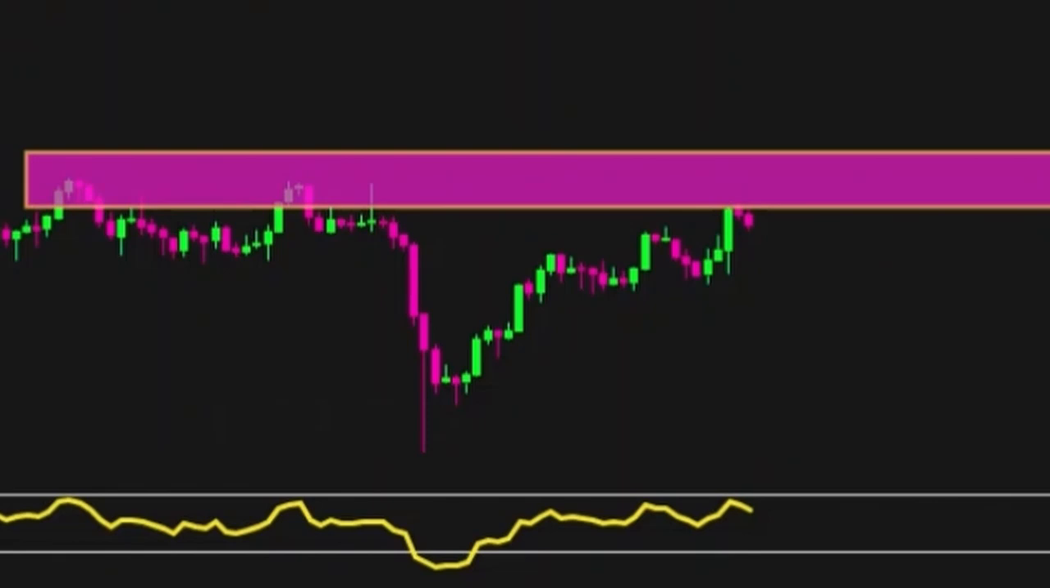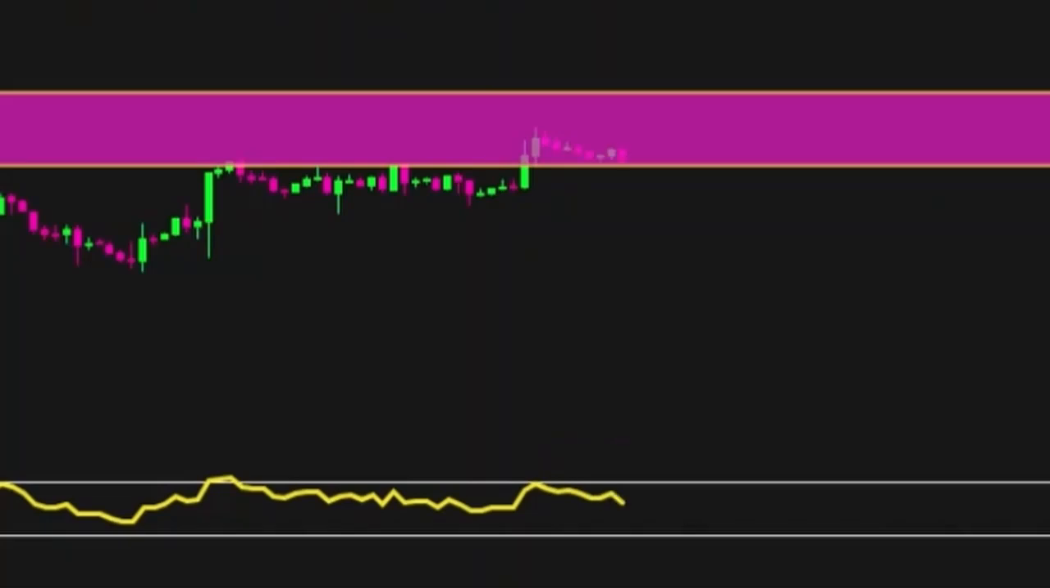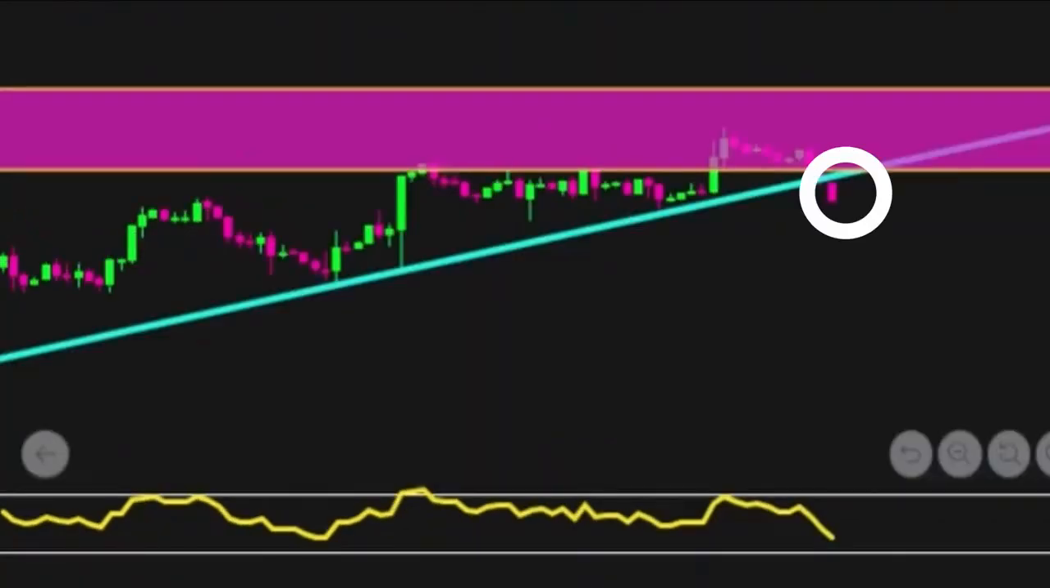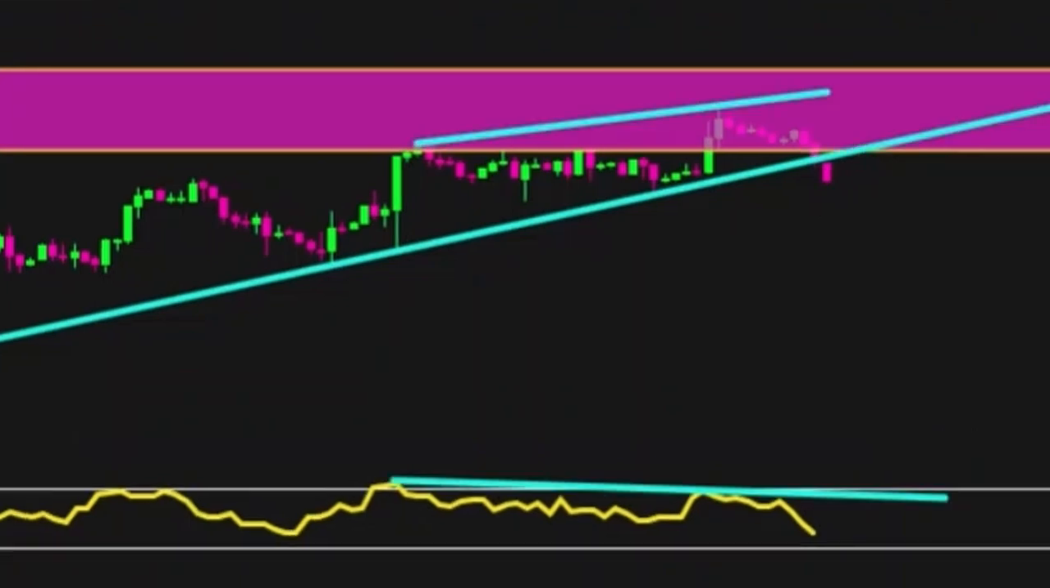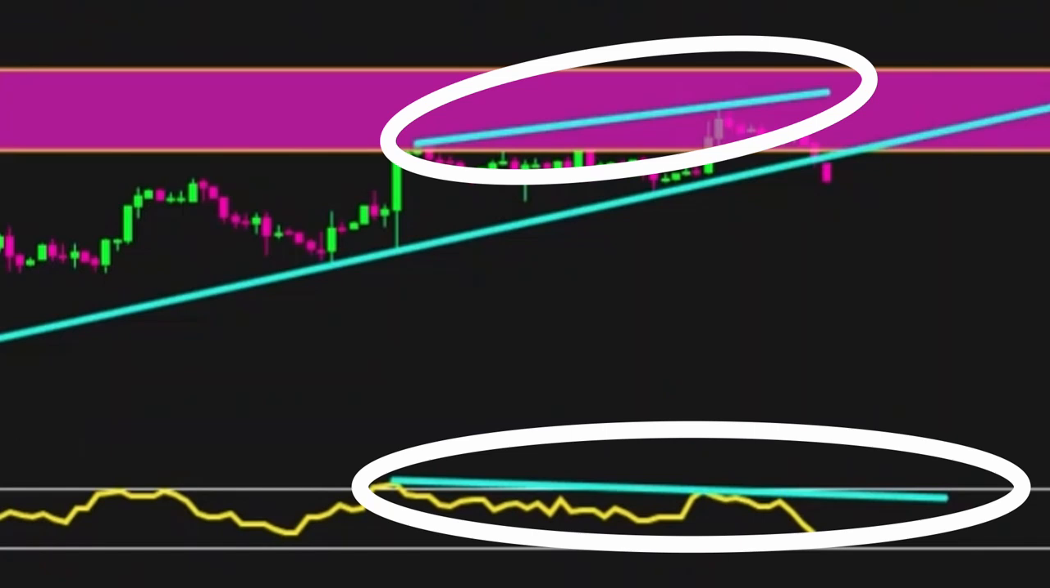For getting the confirmation and then taking entry, we would switch to the lower time frame, which is the 4-hour time frame in this case. So on the 4-hour time frame, we can see that the market has made some bearish candles which broke this trend line formed below the price. And also, we can see that the RSI line and the price have made a bearish divergence.